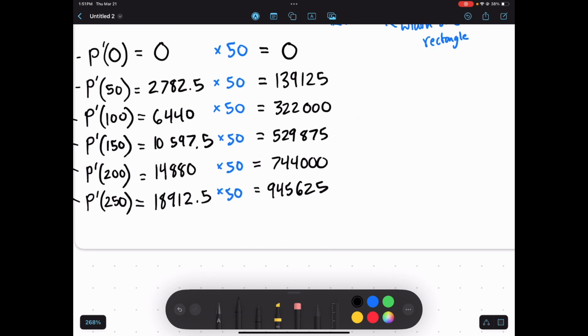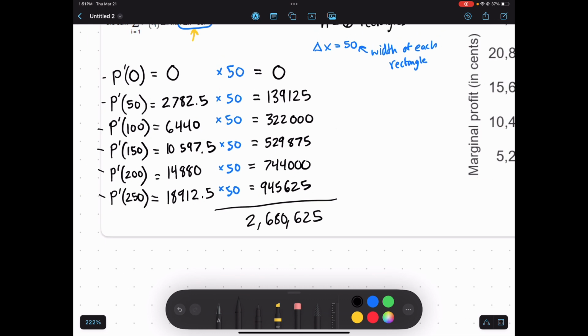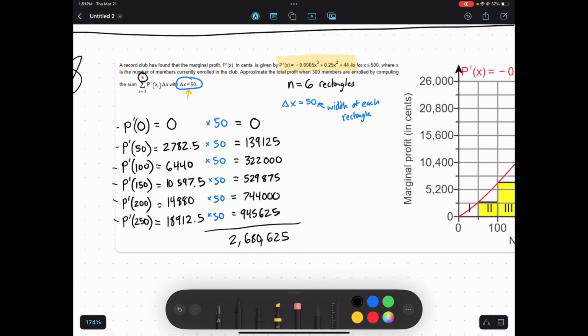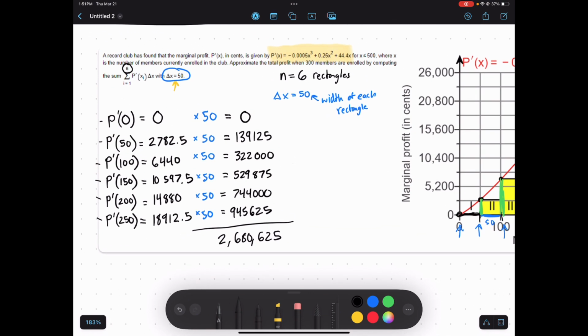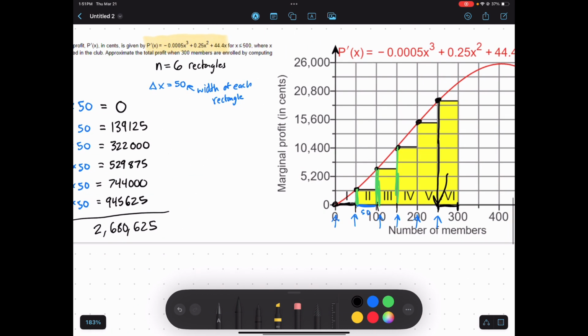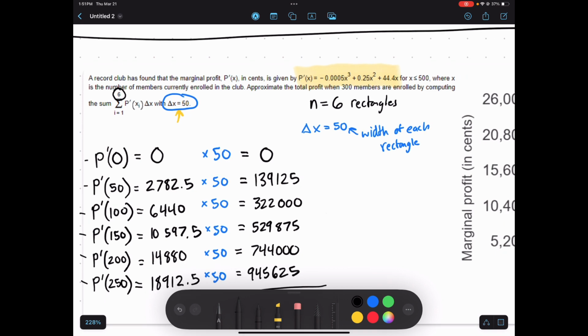How do I get the total area under the curve? I'm going to add all these together. When I added these together, I got 2,680,625. Your numbers aren't going to be exactly the same, but they should be in this ballpark because you're going to have similar numbers. Please let me know if you have questions on this problem still. But this one can be a little tricky if we rely too much on the graph. The graph's great for helping you visualize what's happening, but in order to get the numbers, come back over here to the actual problem, and you can find the numbers in the problem.